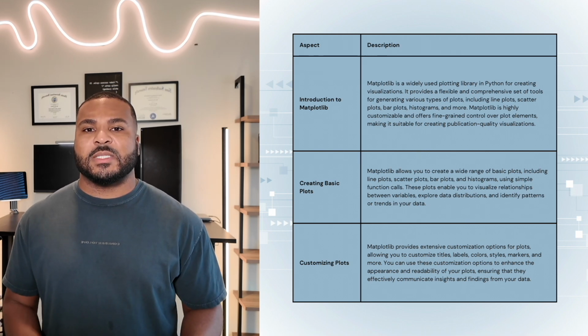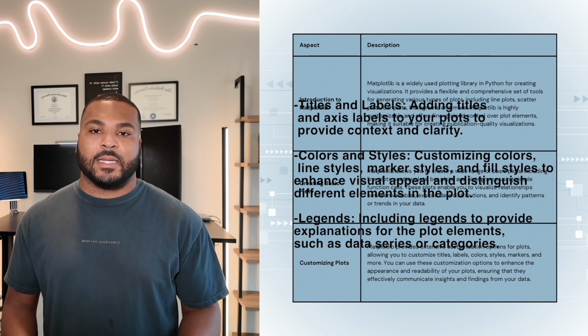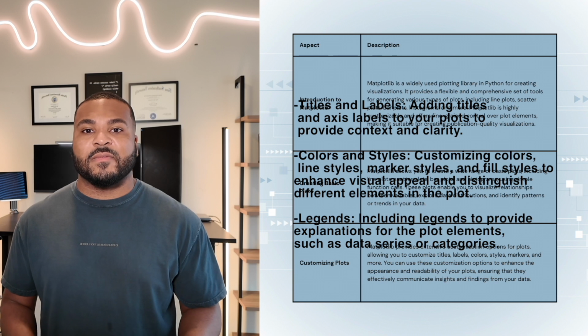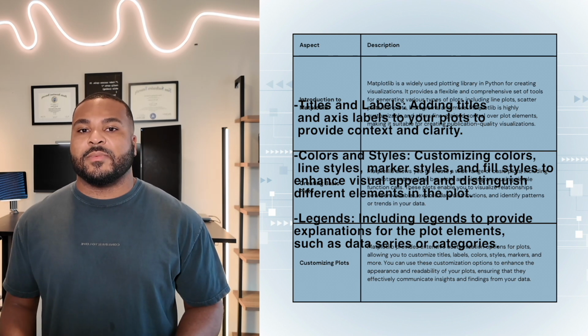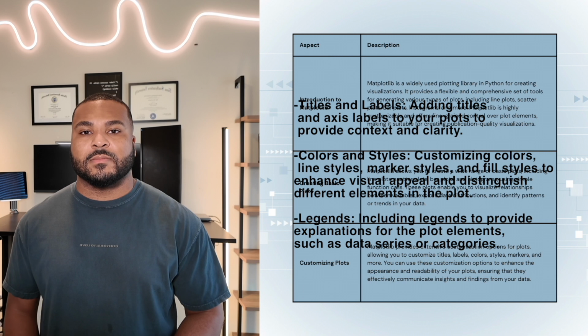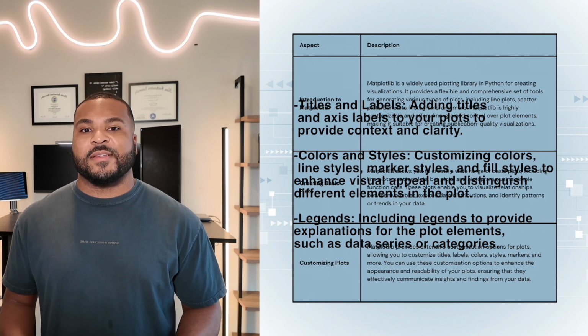So some common customization options include adding titles and labels to your plots to provide context and clarity, customizing colors, line styles, marker styles, and fill styles to enhance visual appeal and distinguish different elements in the plot, including legends to provide explanations for the plot elements such as data series or categories. Also adding text annotations, arrows, or shapes to highlight important features or events in the plot.